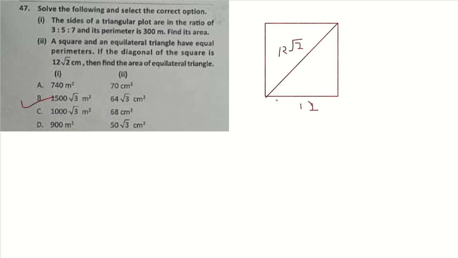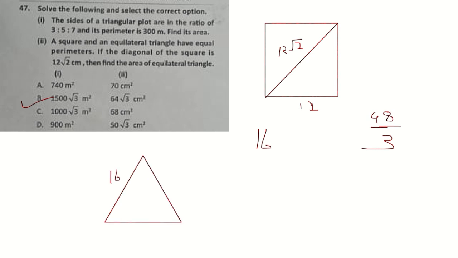So we have the side of the square is 12, and as I said, 3x is equal to 4y. The perimeter is equal. So the perimeter for the square is 12 into 4, 48. And so each side of the equilateral triangle is 48 upon 3, which is 16 centimeter. So we have an equilateral triangle with 16 centimeter side. We need to find the area of the triangle.